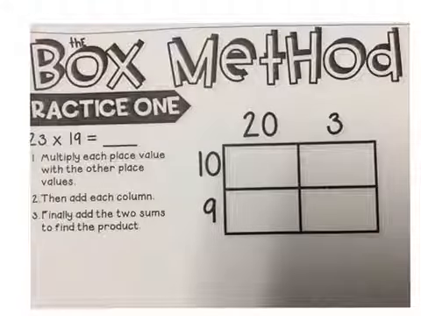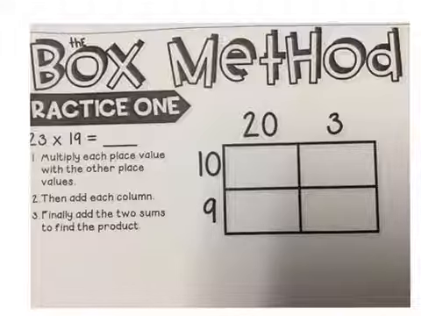All right, so looking at our box method notes, when we have in front of us in our notebooks, our first problem is 23 times 19, 23 groups of 19. Will you look at the box that's already provided for you in your notes and tell me what did she already do for us? What did she already do? Thank you for raising your hand. Yes.